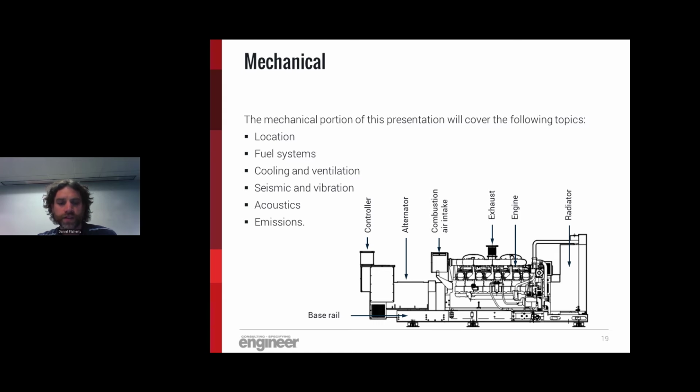The next component is the exhaust. That's where the air and the products of combustion exit from the engine and go out of the building. Right now, we're just showing where the connection is and not the whole exhaust pipe, vent piping.